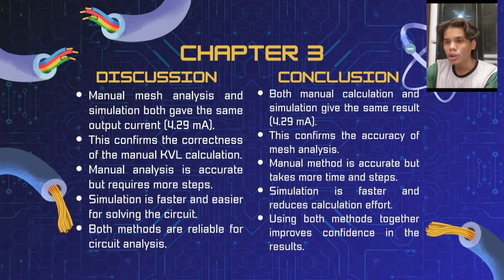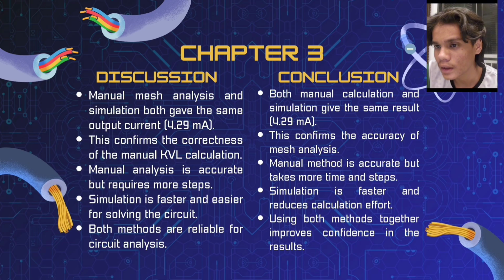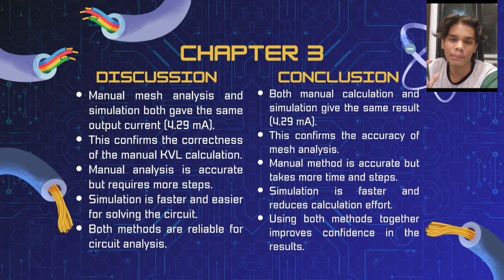For the conclusion, the manual method is accurate, but the manual method takes more steps than simulation. Simulation is faster and reduces calculation effort. So manual calculation will always have human error. Not always, but the percentage of having error is bigger than the simulation calculation. So that's all from me.